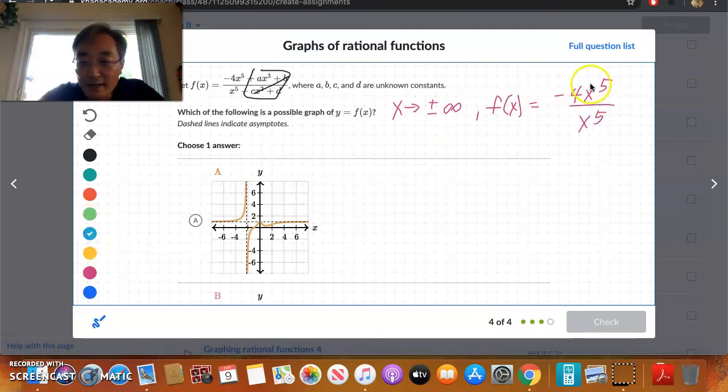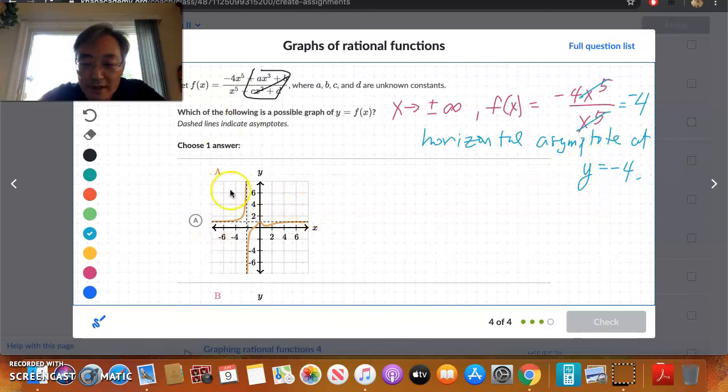And we can cancel x to the 5ths here. So it's just negative 4. So we're looking for a function that has a horizontal asymptote at y is equal to negative 4. All right? So which one of these has a horizontal asymptote at y equals negative 4?